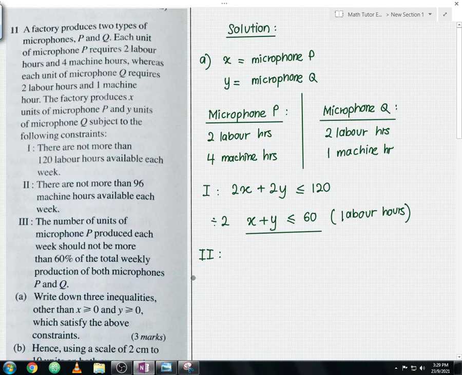The second constraint mentioned here, there are not more than 96 machine hours available each week. This is the total machine hours that has been allocated. Similar concept as the first constraint. So 4 times x for microphone P, plus 1 times y for microphone Q, and they mentioned not more than 96 machine hours, so it should be within 96, so less than or equal to 96. So this is your constraint for machine hours.